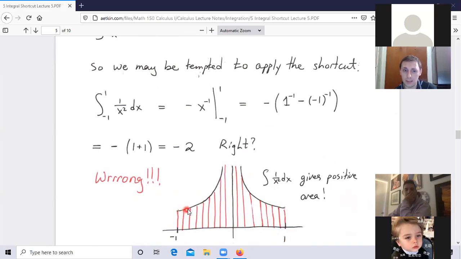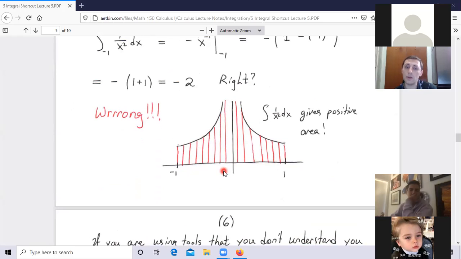Because thinking a little about it, can I get a negative number here? It looks like the area is positive. At 0, there is a discontinuity. So you expect that it will be a positive area. That shortcut does not work in this particular situation.